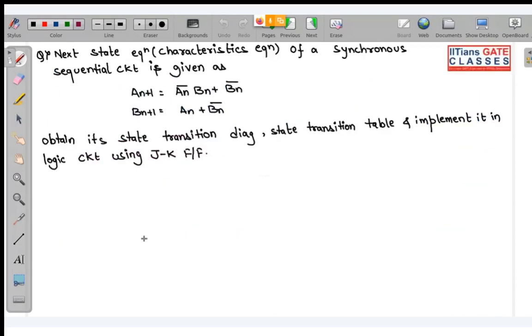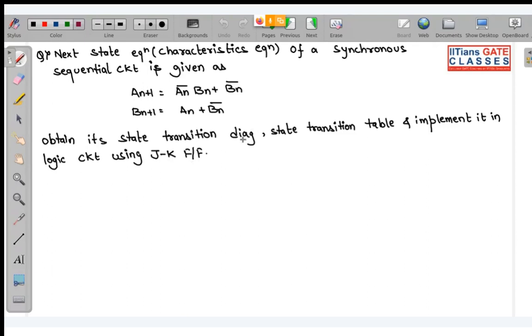Now let us see this with the help of an example. Here I have taken one question: the next state equation, also known as the characteristics equation, of a synchronous sequential circuit is given like this. Obtain its state transition diagram, state transition table, and implement it in a logic circuit using JK flip-flop. If you are able to understand something from reading the question, it's okay; if not, that's also okay.